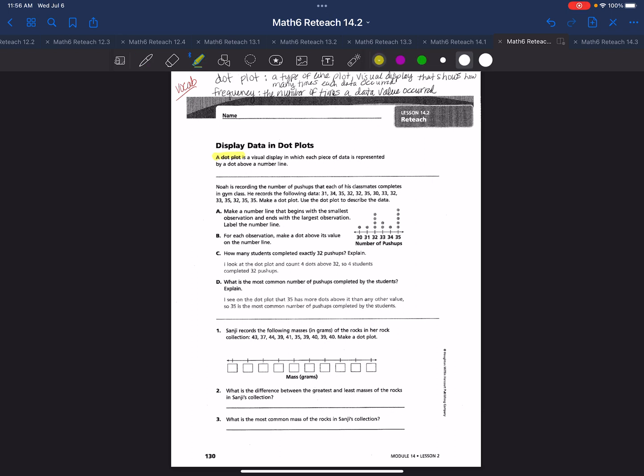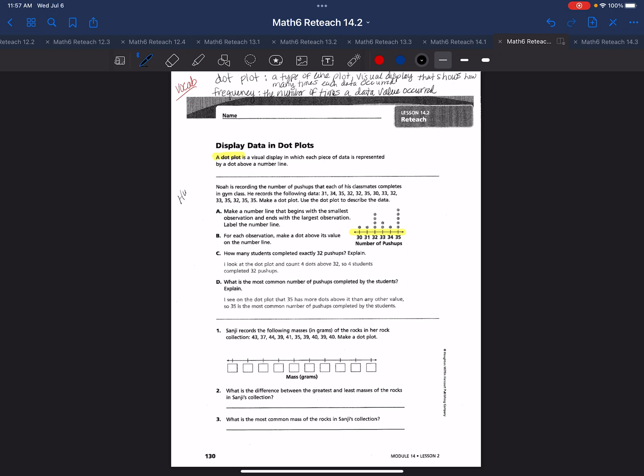So a dot plot is a visual display in which each piece of data is represented by a dot above a number line. So you can see we have a number line here. That is our number line, and then we have dots. So let's look at the first example together.